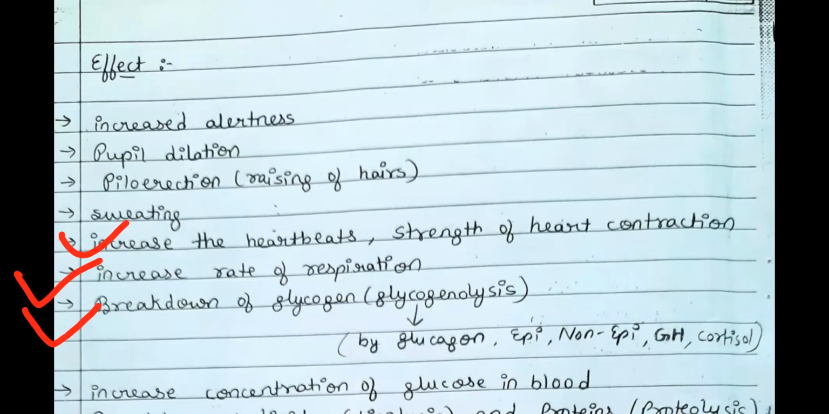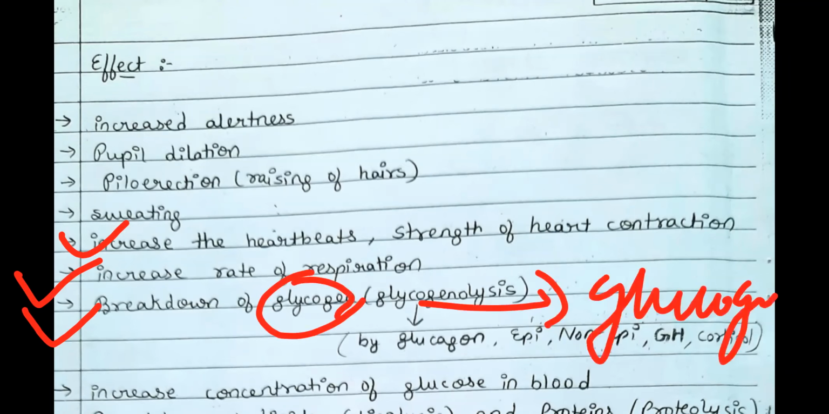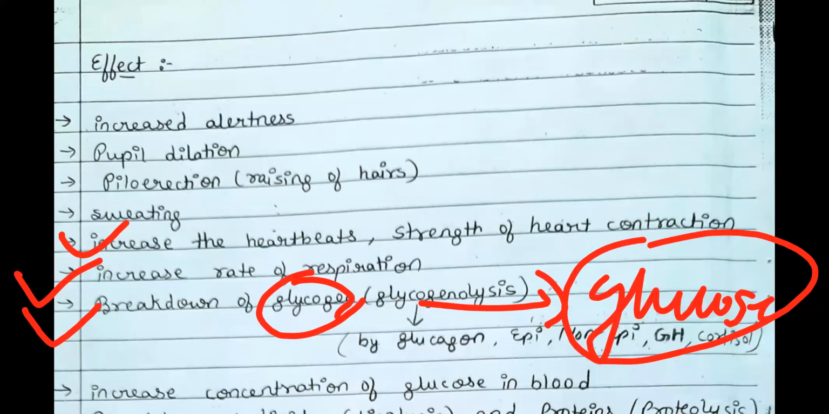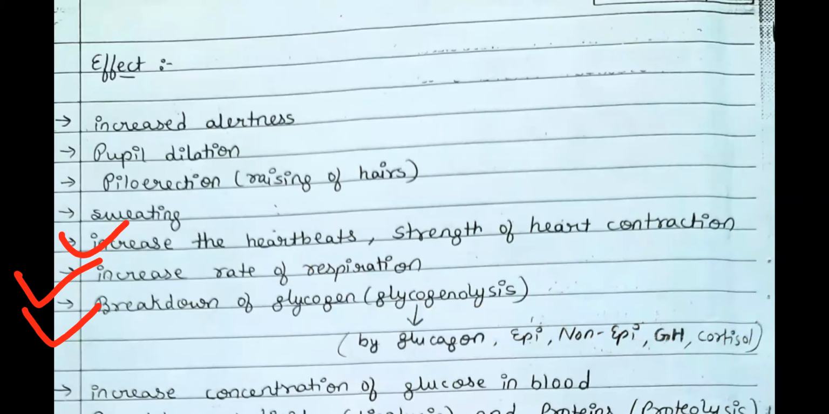ऐसे में ये ग्लाइकोजन का ब्रेकडाउन करके ग्लूकोज रिलीज कराता है सो दैट सेल्स गेट इनफ एनर्जी फ्रॉम दिस ग्लूकोज. नॉट ओनली दैट बट ऑल्सो स्वेटिंग इंक्रीज होता है, मेटाबॉलिक रेट बढ़ जाता है तो स्वेटिंग इंक्रीज होगा वहां पे, अलर्टनेस इंक्रीज हो जाती है.